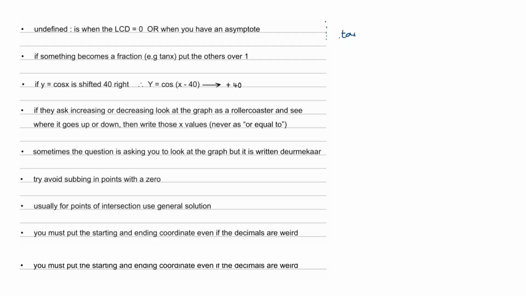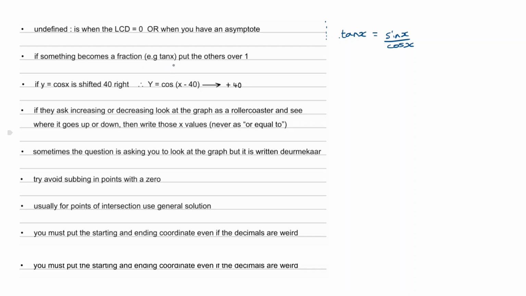Visually, what will happen there in a graph is you'd have an asymptote. So in a typical tan graph, if I put in 90, then I get an asymptote. Why? Because tan is sine over cos, and cos of 90 is 0, and so you end up with a 0 at the bottom in the LCD, and that's why it's undefined. That's why you get an asymptote.